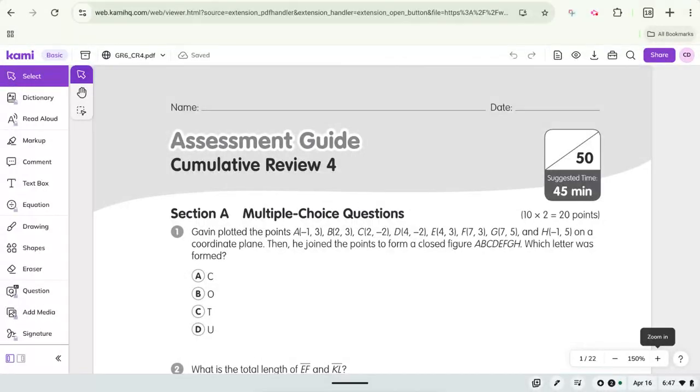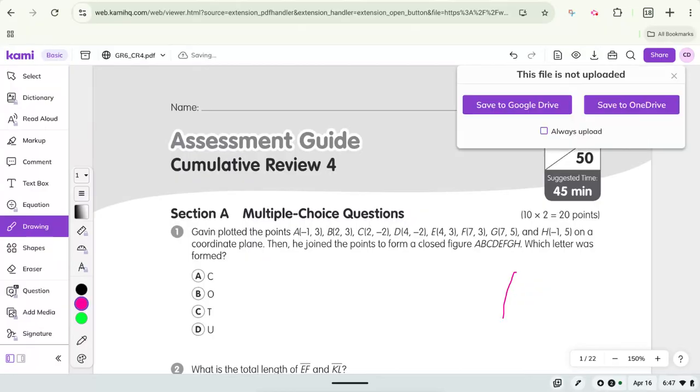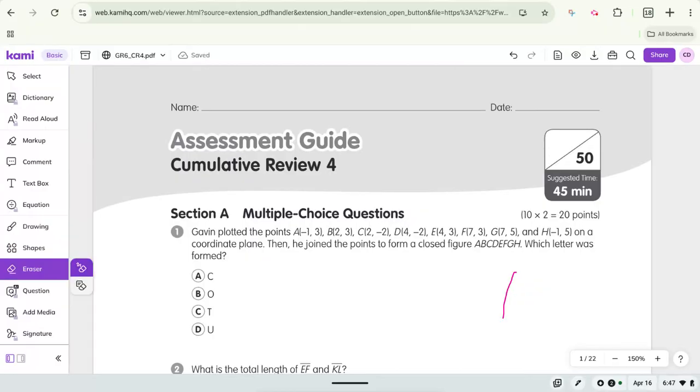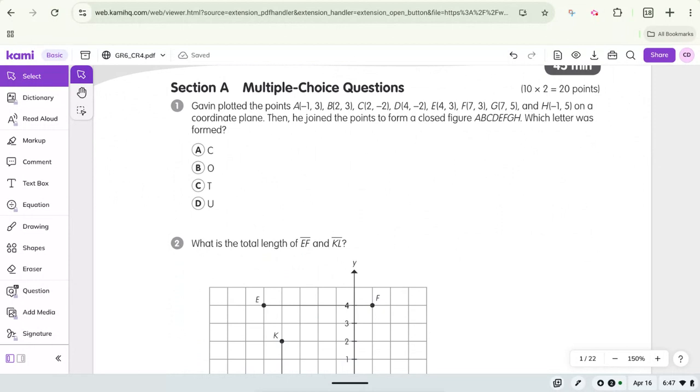Good morning, everyone. I wanted to help you with your corrections for the cumulative review 4. Now, one of the things that I suggested is to go ahead and do number 2 first, because we really could use a graph or a grid for number 1, and there is not one provided. So if we go ahead and do number 2, then we can come back and use the grid for number 1.